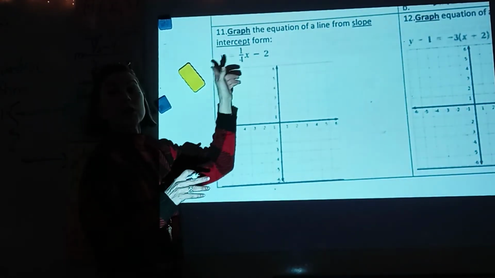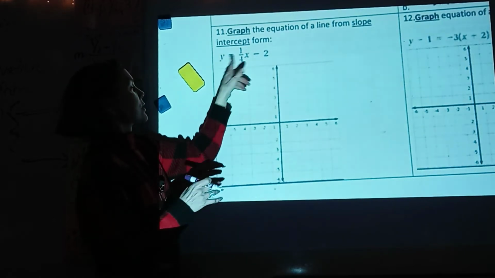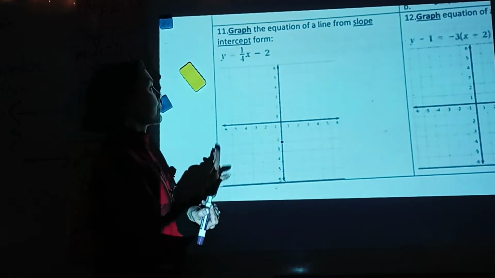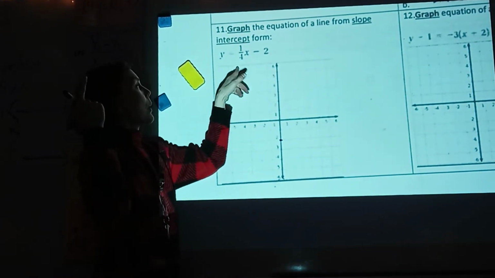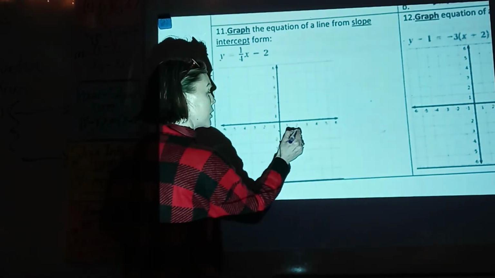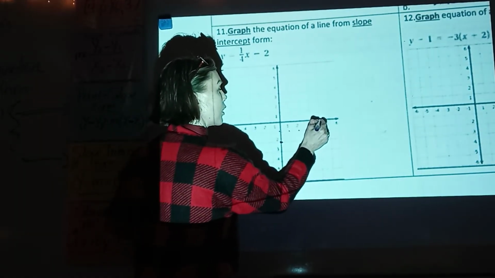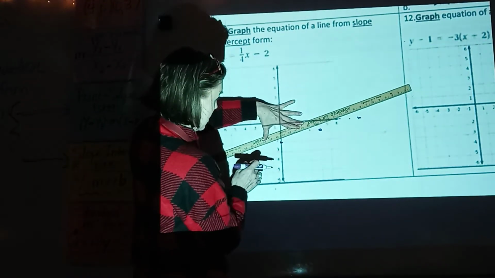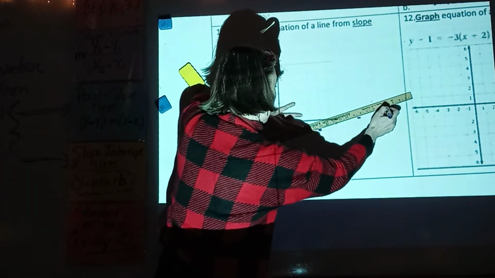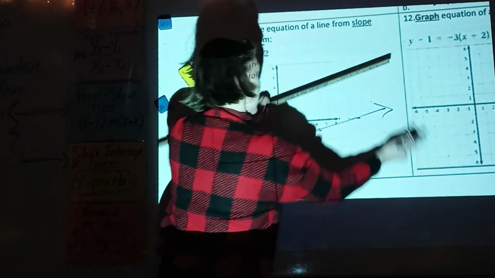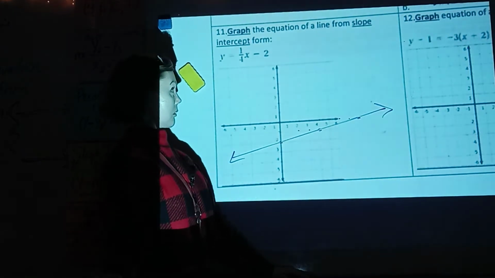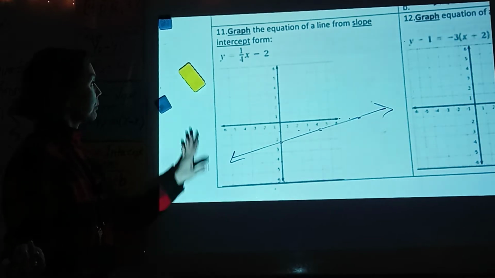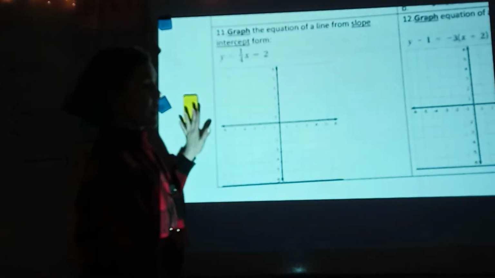You have to plot the y-intercept and then do your rise over run. The y-intercept is a -2. Here we go. Plot it. -2. And then that's a positive slope. So the rise is going to go up 1 over 4. So here we go. Up 1 over 1, 2, 3, 4. Put the dot. Up 1 over 1, 2, 3, 4. Put the dot. Grab your straight edge and draw your line. There you go. Okay. So you just graphed the equation of a line from slope-intercept form. Moving on. Fabulous. Okay, number 12.